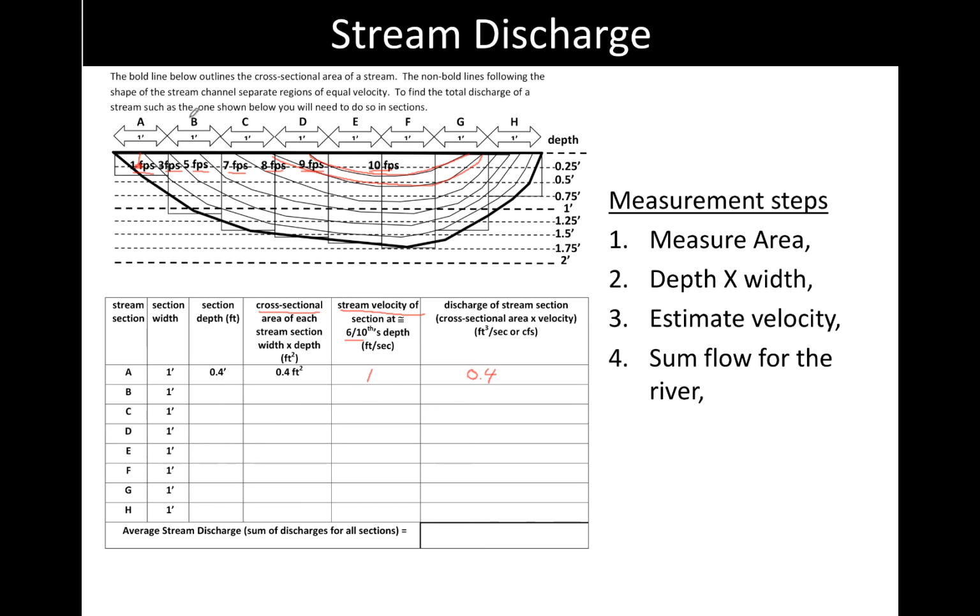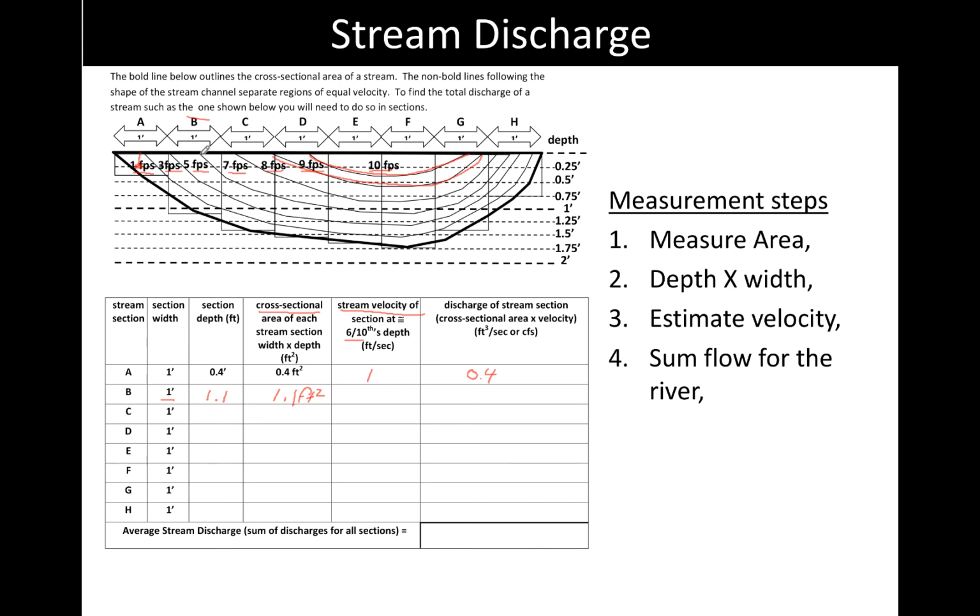Let's do B. Here's B. Width is done for us at 1. The depth is, we're down just below 1 foot here, so we're at about 1.1. Cross-sectional area then becomes 1 times 1.1, which is 1.1 feet squared. And I probably won't continue to write that, it's a little awkward.